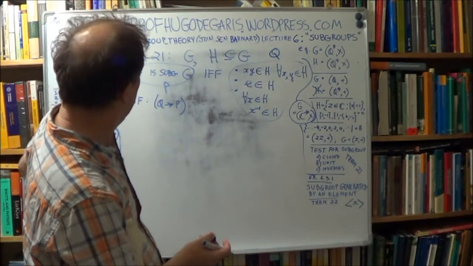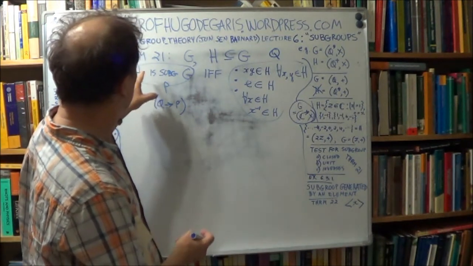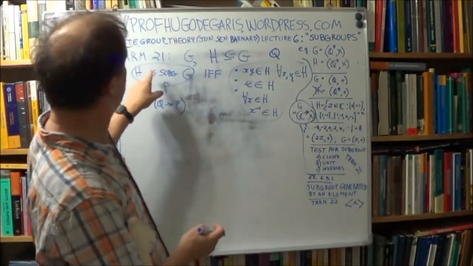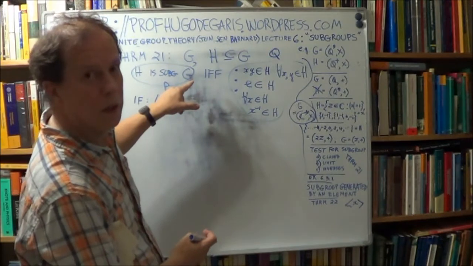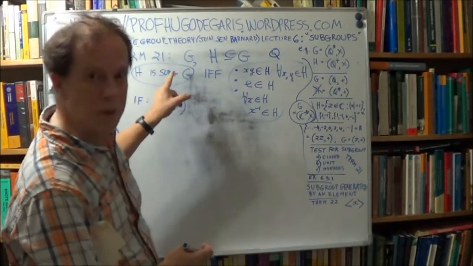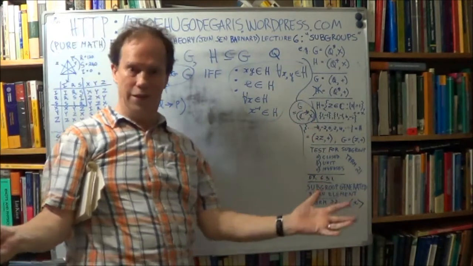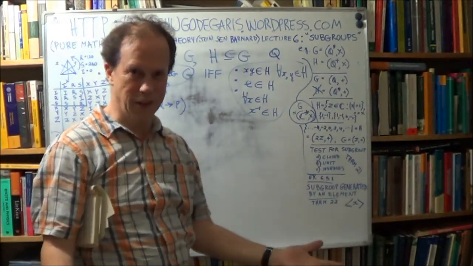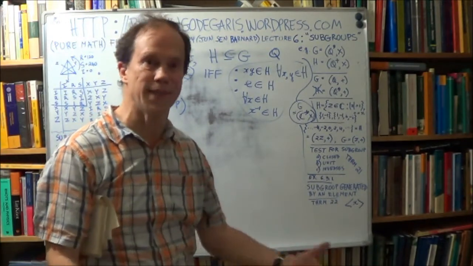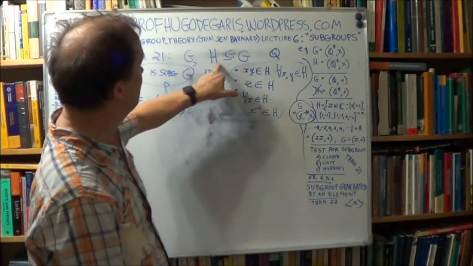So we're given this, and we have to prove that H is a subgroup of G. Now the very first thing we need to know is: is H a subset of G? If H is something completely different from G, with no connection with G, it can't be a subgroup, because it's not even a subset. So the first thing is we need to know that it's a subset. Well, it is. We're given that.